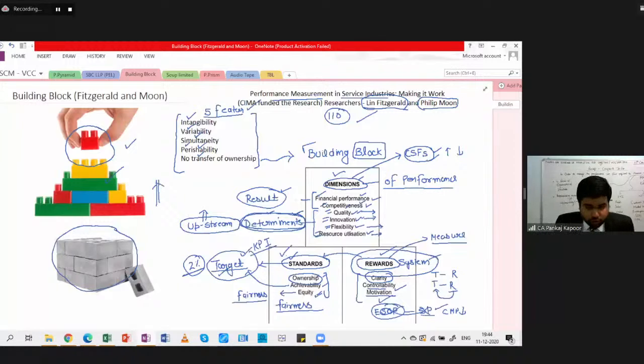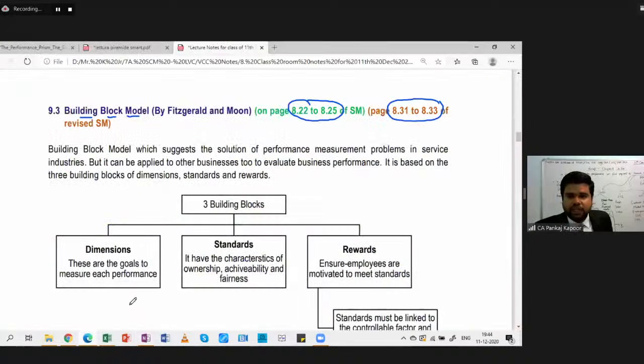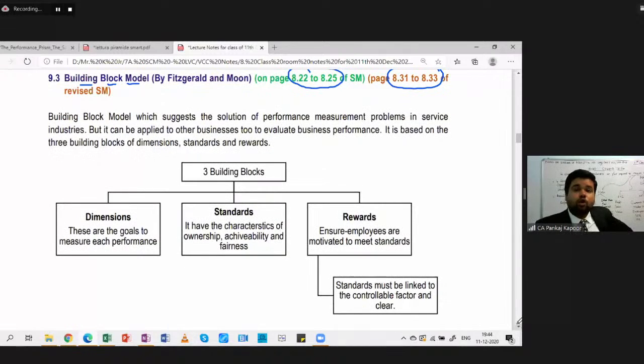Okay. Now, friends, no doubt we'll take a break. But prior to going for the break, let me discuss a few notes with you in a quick manner. Okay. So you can see here the building block model, which suggests the solution for performance measurement in the service industry. As I earlier mentioned, the researchers did it for the service industry, but it can be applied to other businesses too to evaluate business performance.